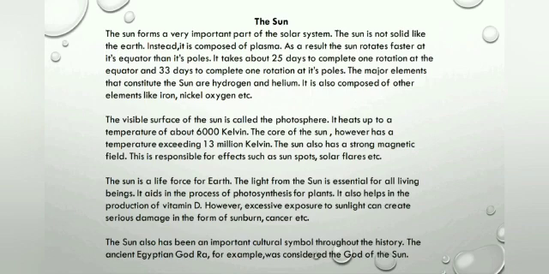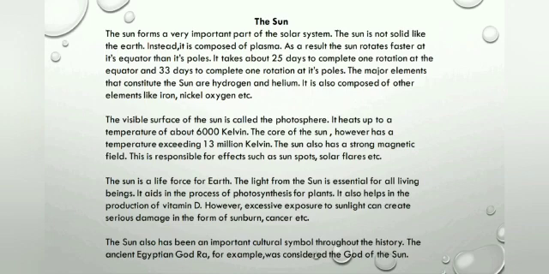Now, second paragraph. The visible surface of the sun is called the photosphere. It heats up to a temperature of about 6000 Kelvin. The core of the sun, however, has a temperature exceeding 13 million Kelvin. The sun also has strong magnetic field. This is responsible for effects such as sunspots, solar flares, etc.